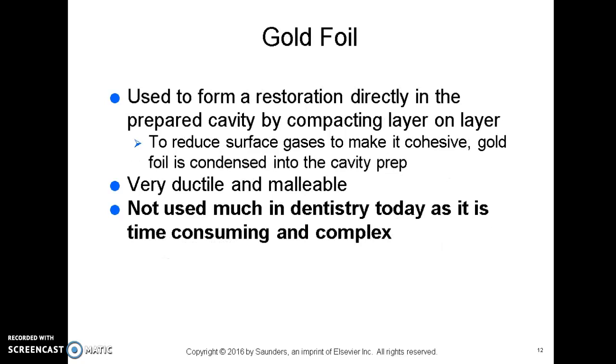Gold foil is kind of that type 1, which is used to form a restoration directly into the prepared cavity by compacting layer upon layer. So to reduce surface gases when this is being compacted and to make it cohesive, the gold foil is condensed into the cavity prep. If you think of very, very, very thin sheets of tin foil and turn it into gold, that is how many people had their teeth restored several decades ago. This gold foil is very ductile, very malleable.